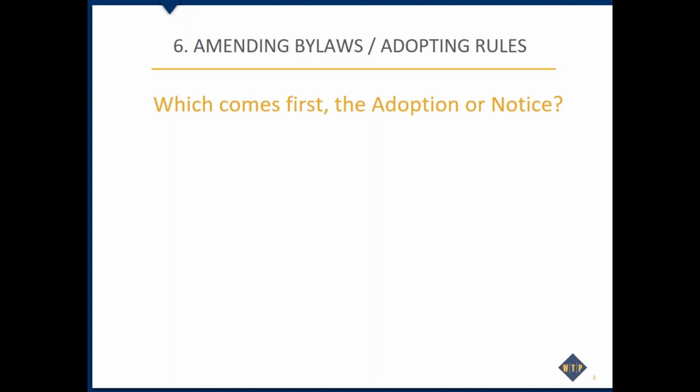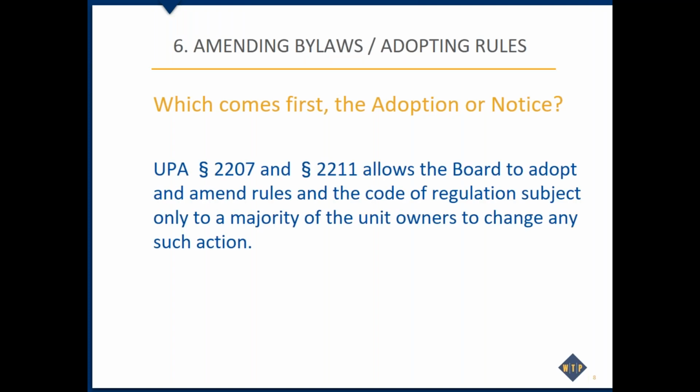Do I have to give the adoption or the notice first? Well, if you're a pre-existing condominium community, the Unit Property Act in Sections 2207 and 2211 allows the Board of Directors to essentially be the first action. So the Board of Directors can adopt rules, and believe it or not, they can actually amend the Code of Regulations the same way, so amend the bylaws by essentially the board taking the action.